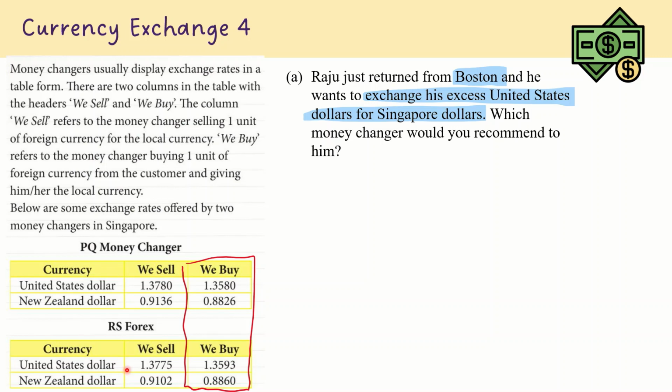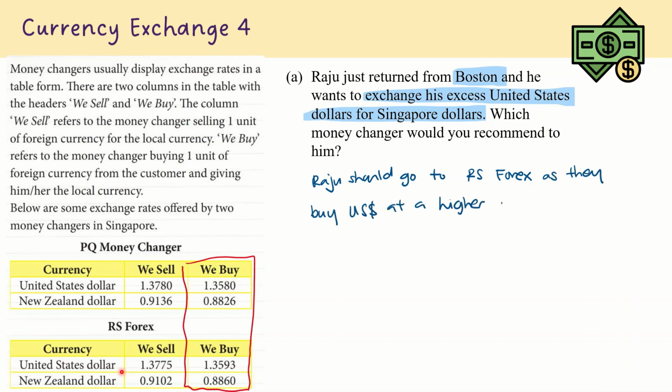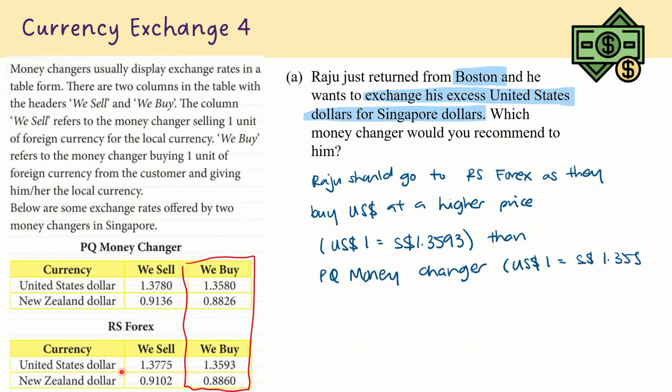So naturally, we want something that's more value for money. We want to get back more in return, and therefore comparing these two decimals, RX Forex has a better exchange rate, whereby they will give us more Sing dollars for 1 United States dollar, and therefore Raju should go to RX Forex, as they buy US dollars at a higher price than PQ money changer.